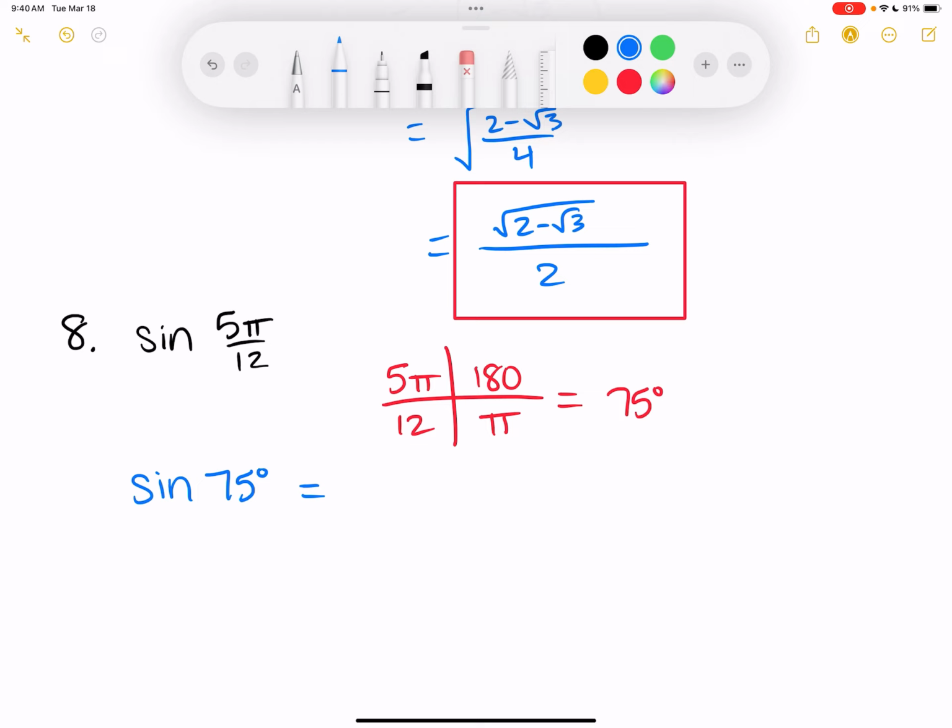So that's the half angle of what? 150. Yep.